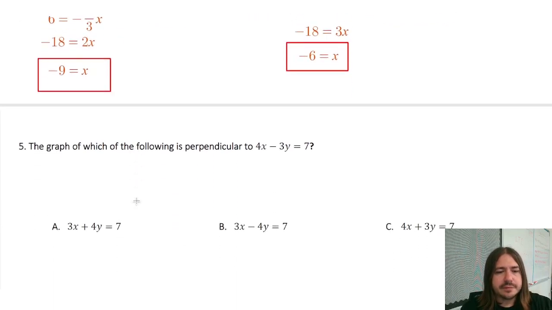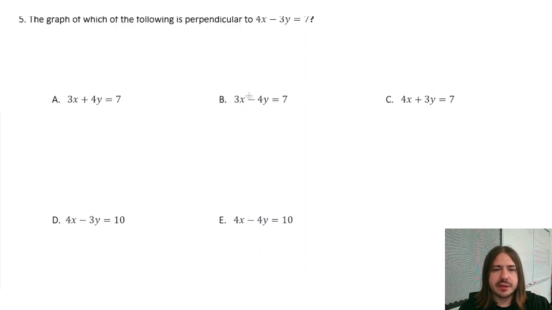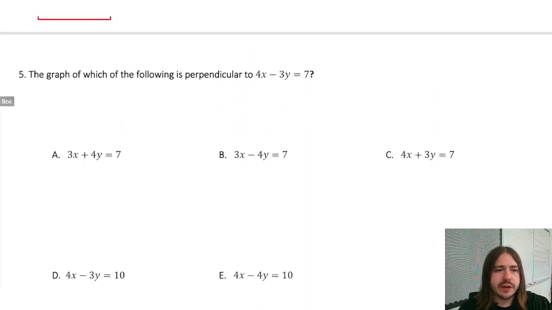Number 5 says the graph of which of the following is perpendicular to 4x minus 3y equals 7. We got 5 choices. Okay, so first, we need to find the slope of this, and then we can talk about how to figure out if a line's perpendicular.